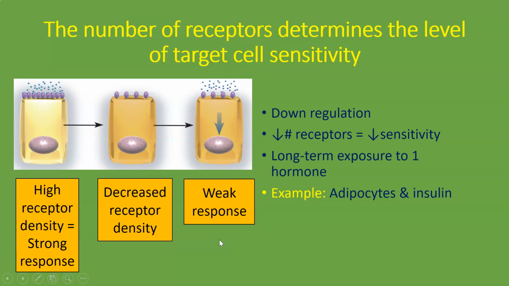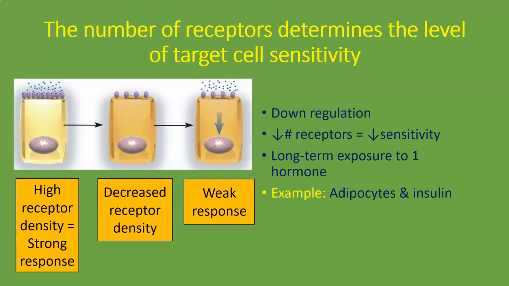And so now, regardless of how much hormone there is surrounding the cell, you're going to get a much lower response, a weaker response. And this is what happens in people who have diabetes with adipocytes and insulin. So when they eat, typically insulin is released from the pancreas in order to stimulate cells to take up that glucose that's now in their blood.